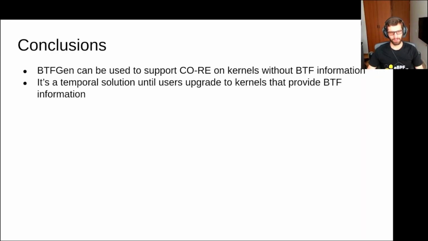So in conclusion, BTFGen can be used to support CO-RE on kernels that don't provide BTF information. And we want to be clear here: we know that BTFGen is a temporary solution. Once all the users upgrade the kernels to versions that provide this BTF information, BTFGen won't be needed anymore. But in the meanwhile, you can use it to fill that gap.